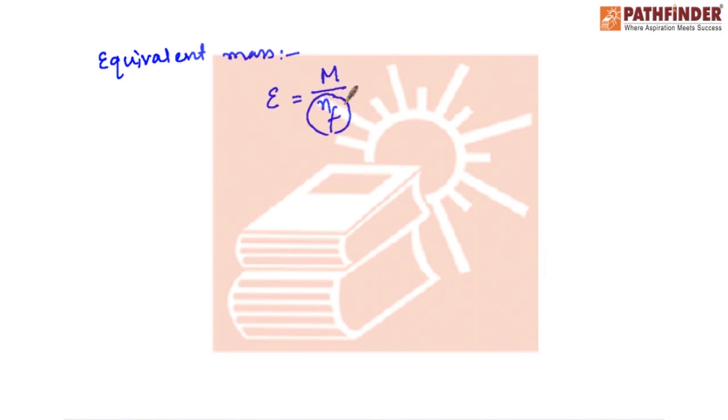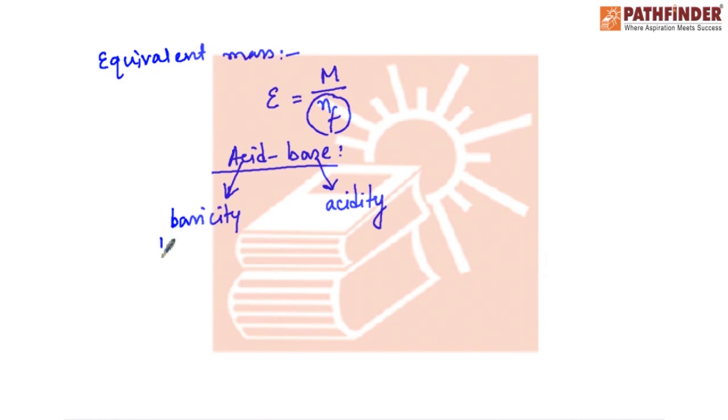If I'm talking about any acid-base system, then the n factor for the acid is the basicity of that acid, and for the base it is the acidity. For example, sulfuric acid, H2SO4: the basicity of sulfuric acid is 2, so the n factor of sulfuric acid will be 2. And for calcium hydroxide, its acidity is 2, so its n factor should be 2.